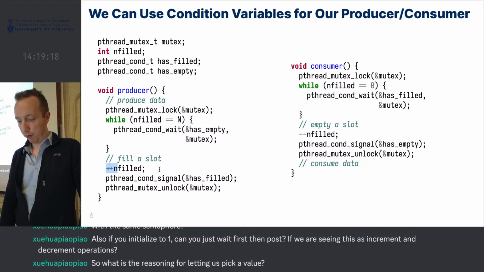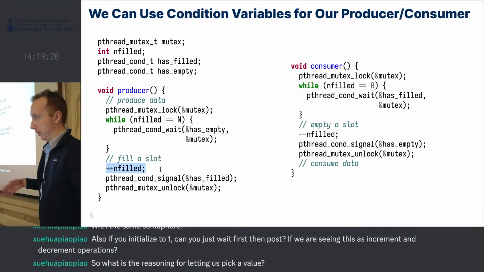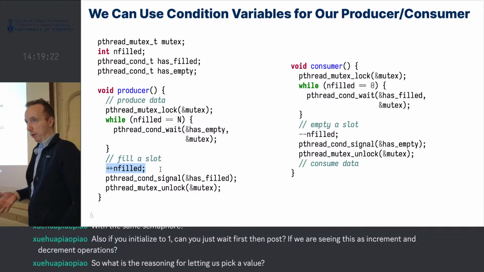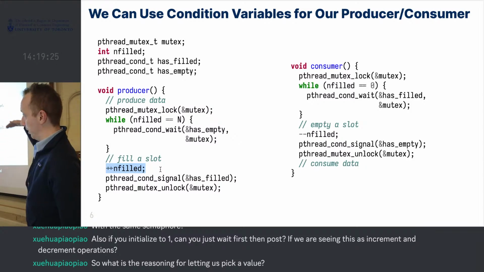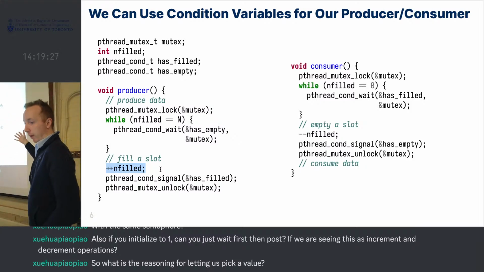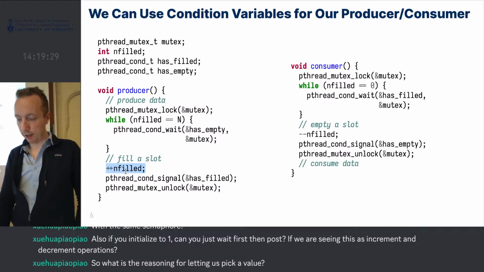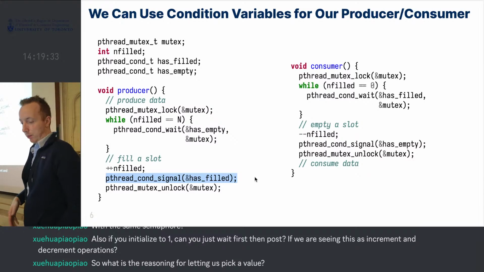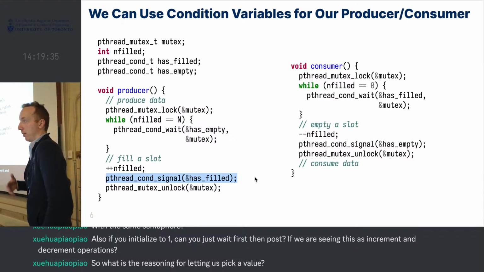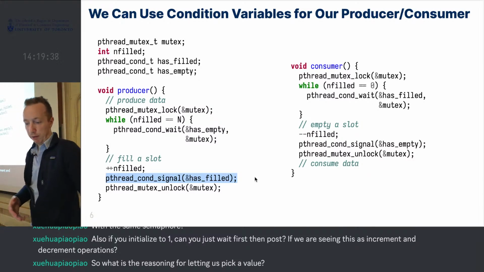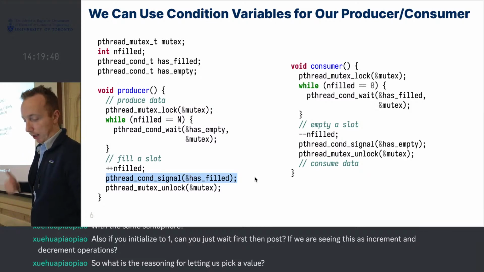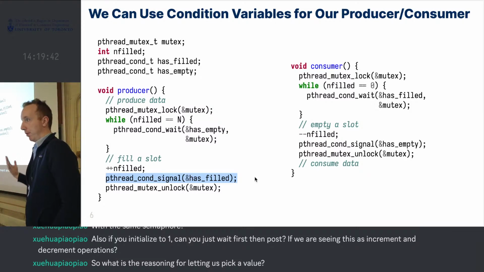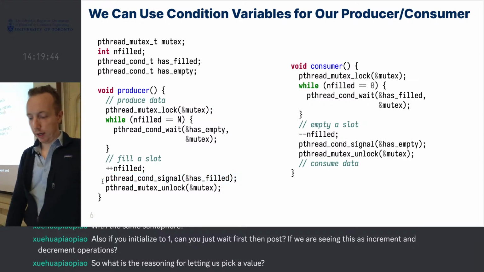So back in the producer, if we fill a slot, well, we would increment the number of filled slots. Again, this is in the critical section, so we don't have any data races with the number of filled slots. And then we could just signal has filled, so we could wake up exactly one consumer thread if there is a consumer thread waiting. If there is no thread in this has filled queue, then signal just does nothing. And then afterwards, we unlock it, and I could flip these 2 lines around if I really wanted to.